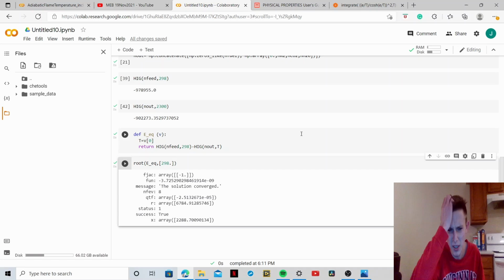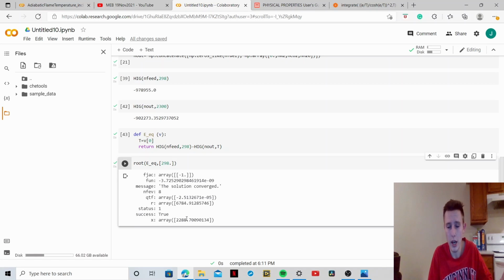And there we go. So our solution converged, and what we're trying to solve for, our adiabatic flame temperature, is exactly 2,288.7 degrees Kelvin. This is the temperature of the flame coming out, based on the inputs of our fuel and air.